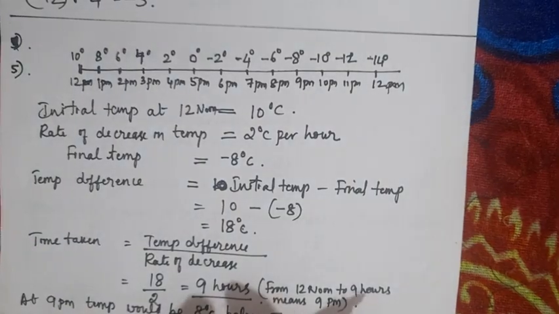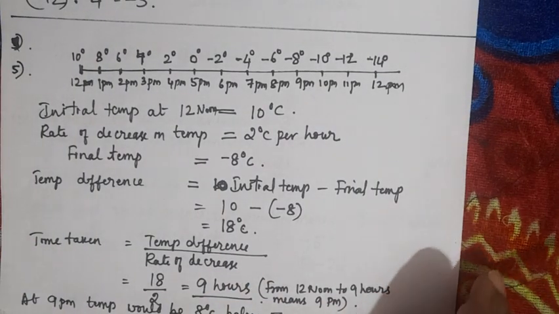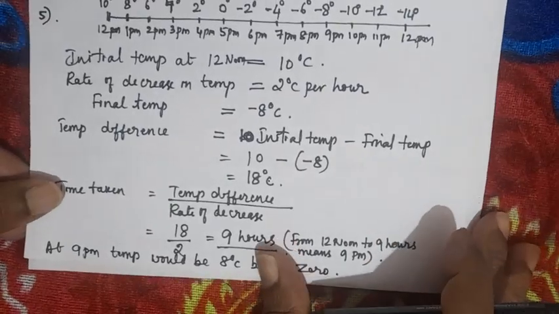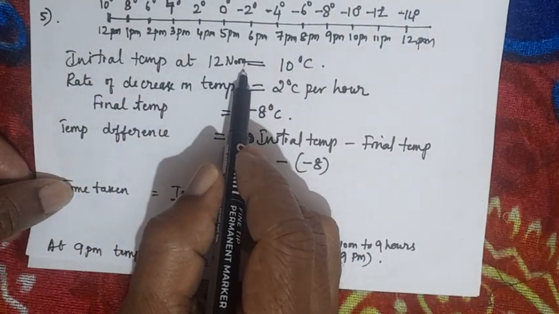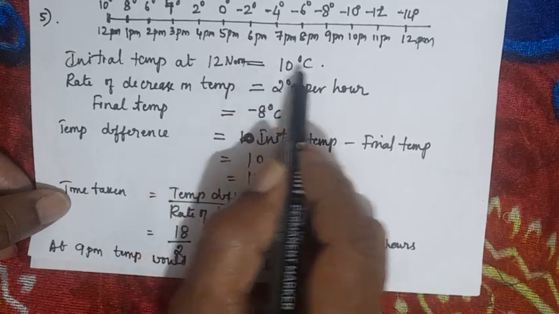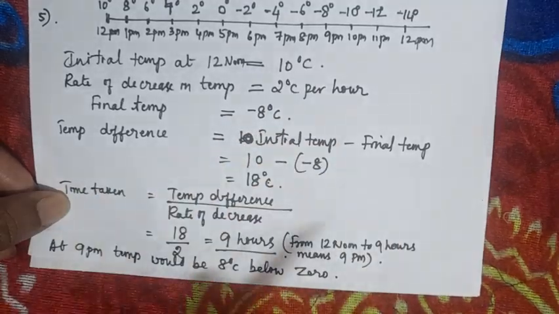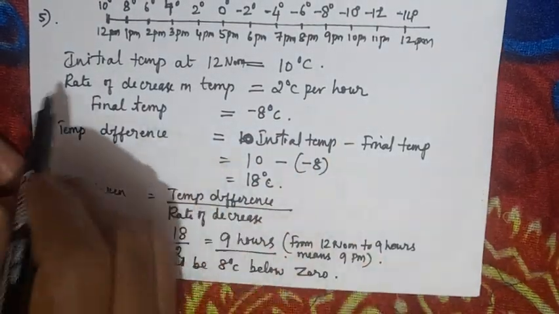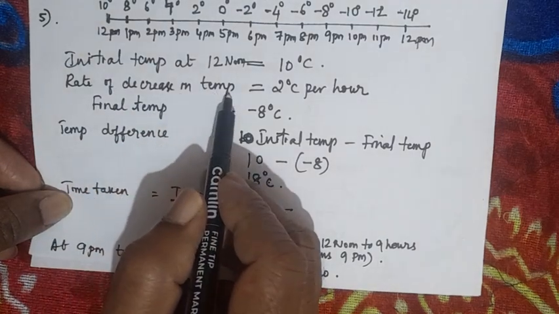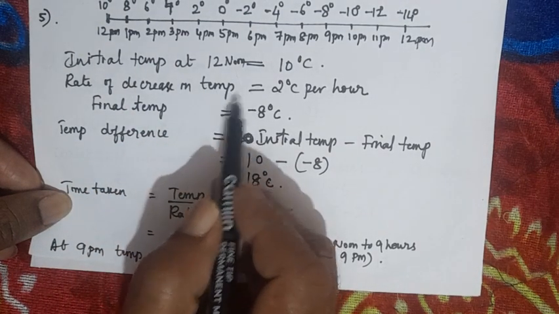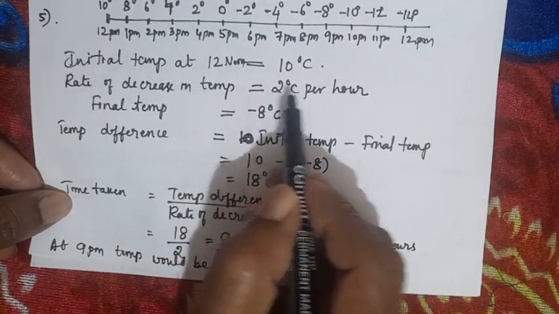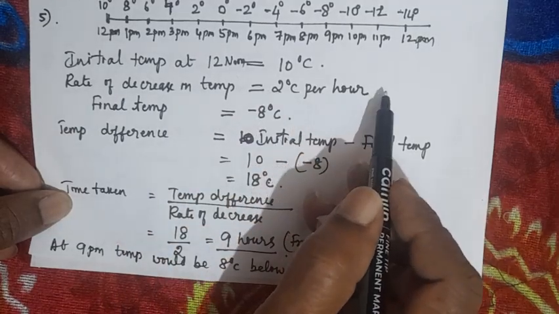So first you take the data from the question. What is the data? First, the initial temperature at 12 noon, that is 10 degrees. And the next data is the rate of decrease in temperature, that is, how much the temperature decreases: 2 degrees per hour.